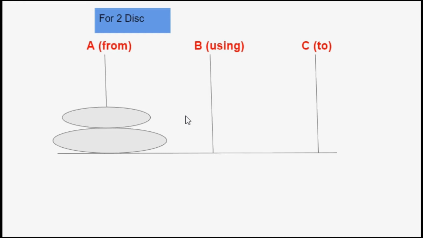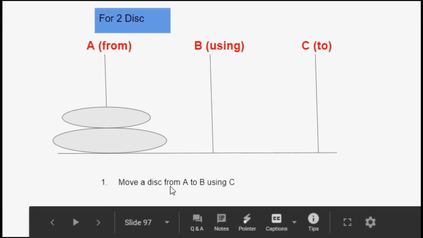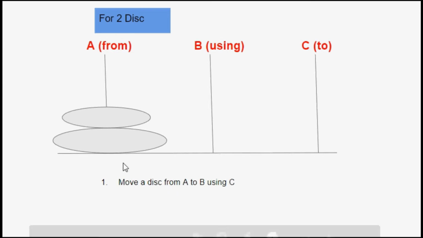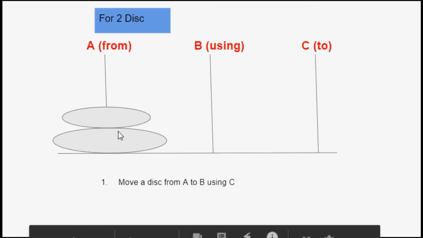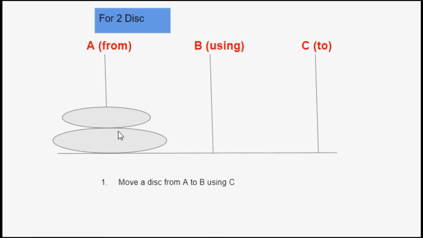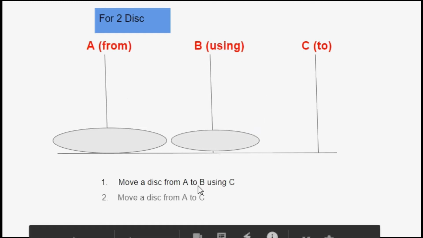So the first step is to move a disk from A to B using C. I'll take out a disk from A, but instead of placing it in the target tower, I'm going to place that on the auxiliary tower. That is, I am going to take a disk from A and place that on B. Second, I am going to move a disk from A to C.